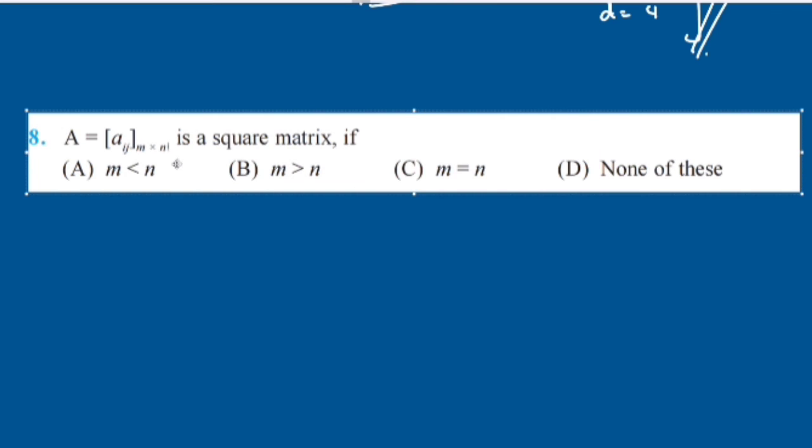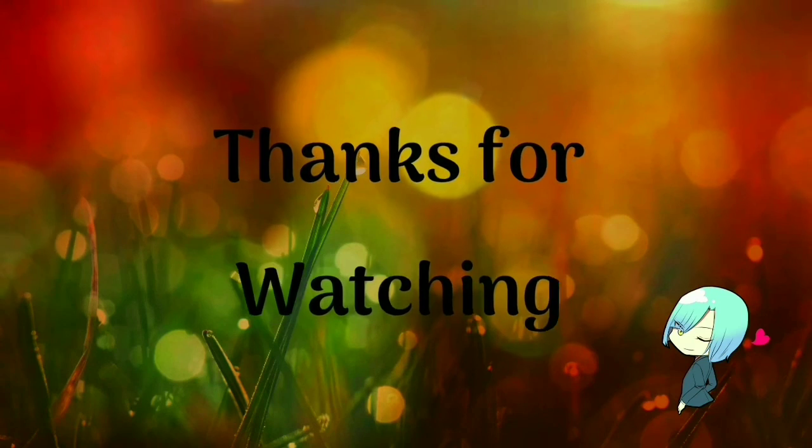Aij is a square matrix. If it is a square matrix, rows should be equal to columns. So what is the option? The option C, m should be equal to n, right? If it is a square matrix, number of rows should be equal to the number of columns. So m is equal to n. So the option C.